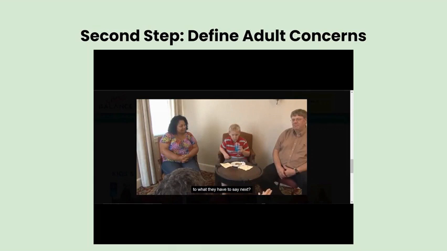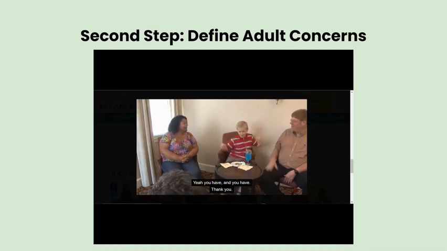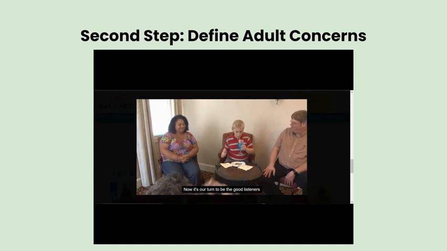Joshua, do you think we could listen to what they have to say next? Have they been doing a good job of listening to you? Do you think Mom and Dad have been doing a good job of listening to what you have to say about how hard it is to go to the dentist? Not? He's not been doing a good job? How about Mom? Has Mom been doing a good job of listening? Oh, you have. They're both very good listeners. Now it's our turn to be the good listeners and listen to them.